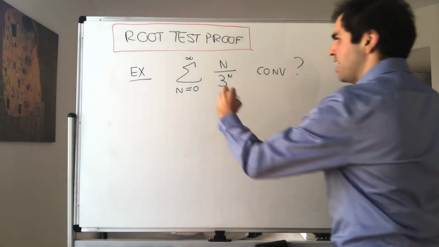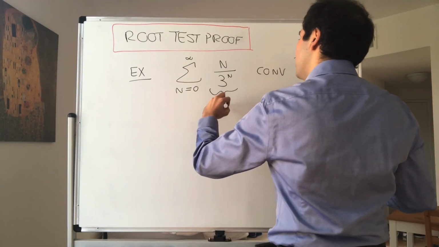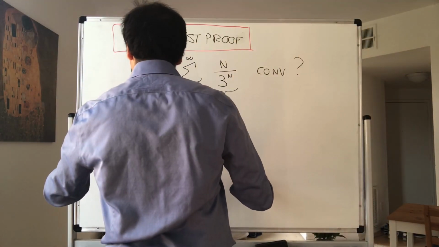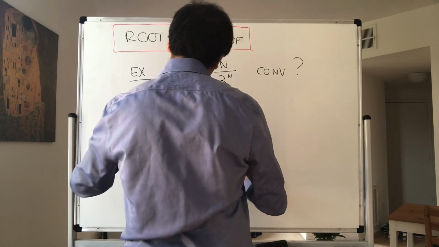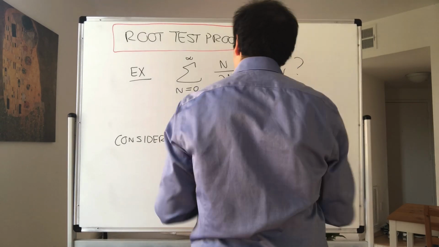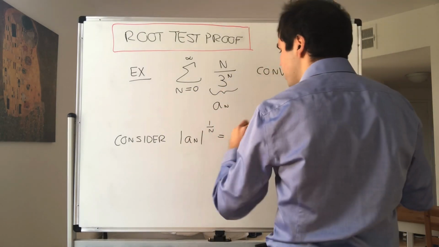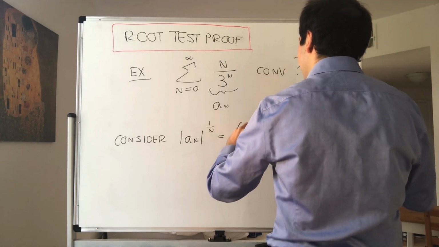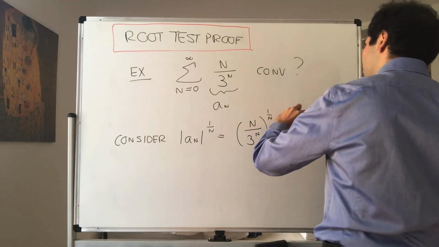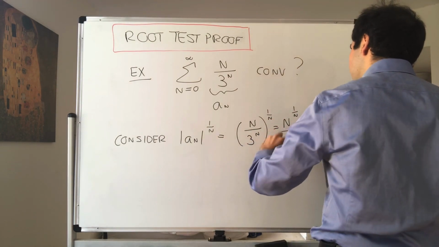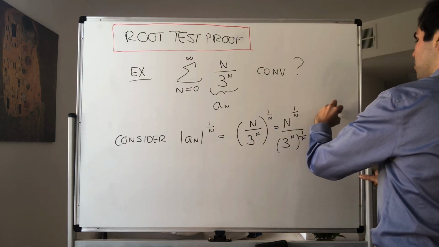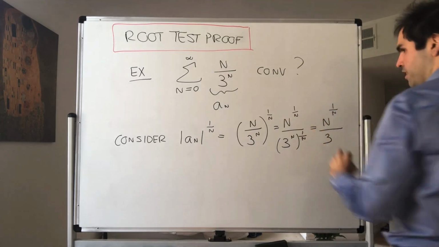Well, what does the root test say? It says consider the sequence a_n, which is n over 3 to the n, and consider the nth root of this, a_n to the 1 over n. This is positive, so we can remove the absolute value, and we get the nth root of n over 3 to the n, which is n to the 1 over n over 3 to the n to the 1 over n, which simplifies nicely to become n to the 1 over n over 3.